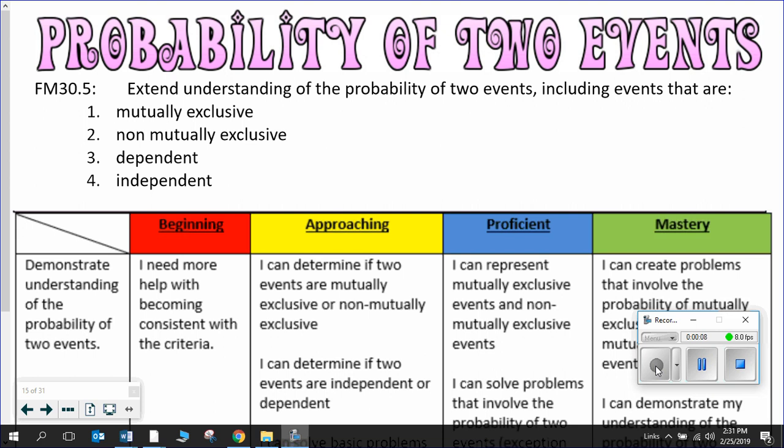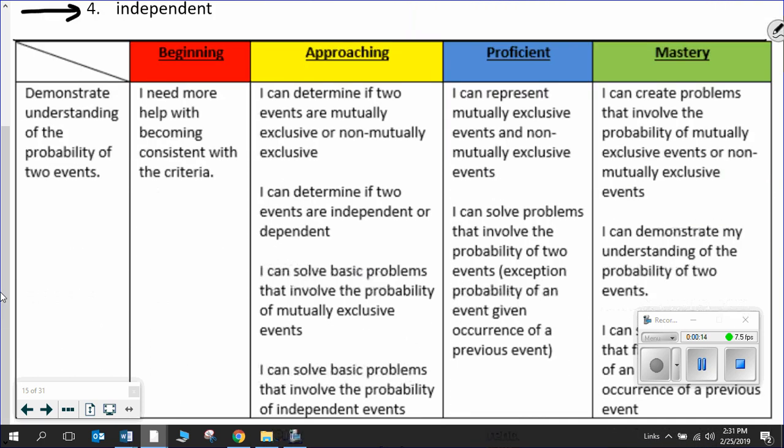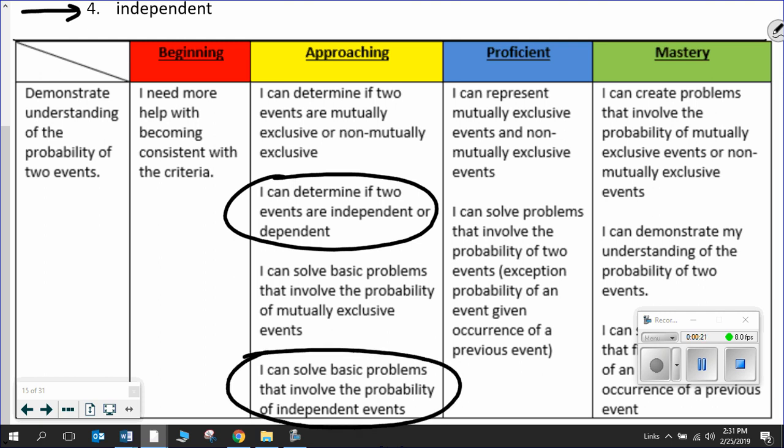In this lesson, we are going to focus on what we call independent events. On the rubric, we are going to be able to determine whether things are independent or not. We are going to solve some basic independent problems. We are going to be solving problems that involve two events in this lesson.